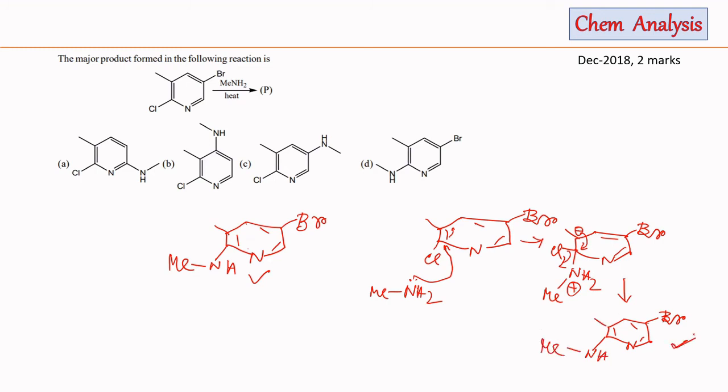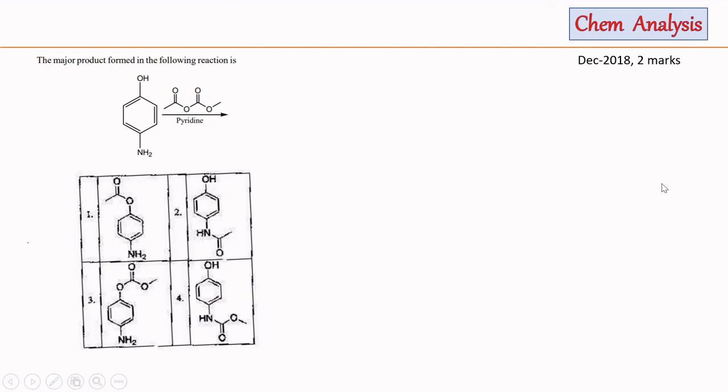So this will be the final product, and we can see that option number D is the correct answer. It is a very easy question. We have to tell about the major product in this reaction, and here we can see that this para substituted aminophenol is treated with such anhydride in presence of pyridine base.